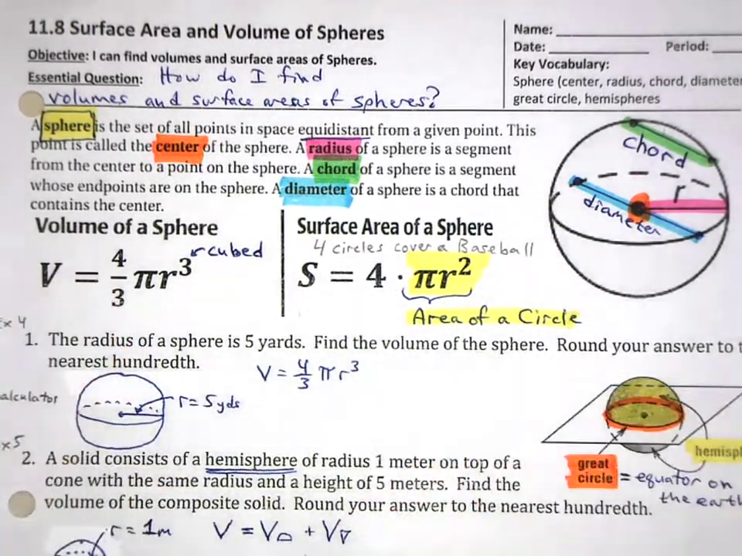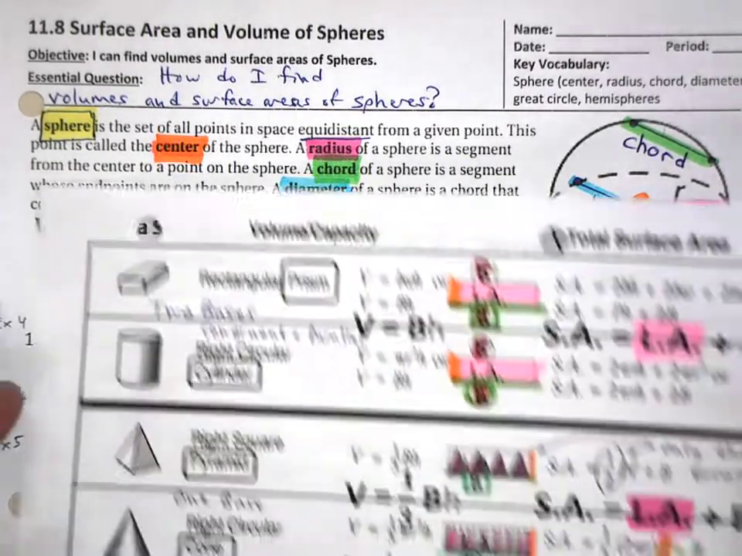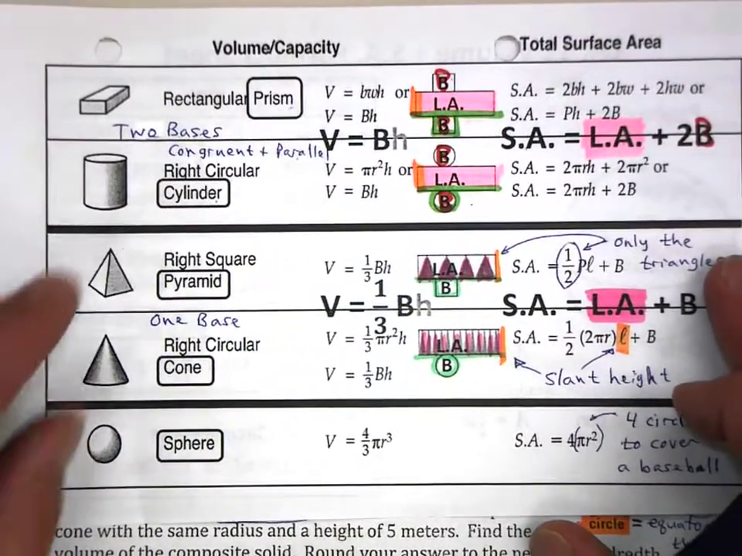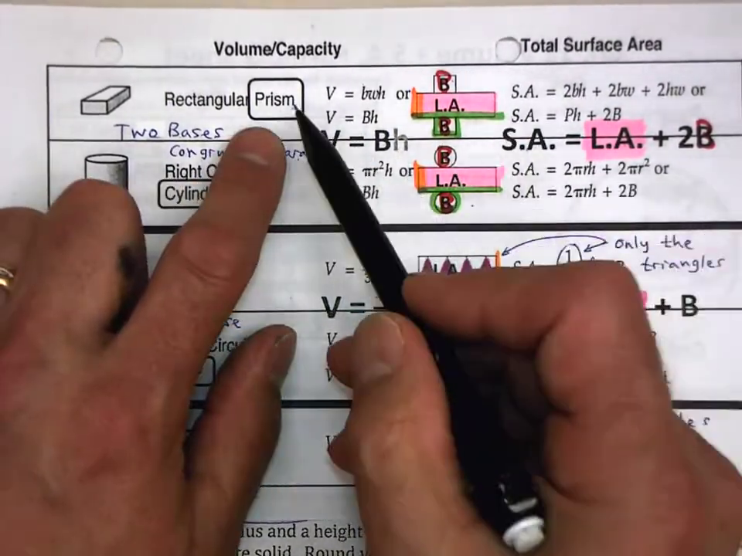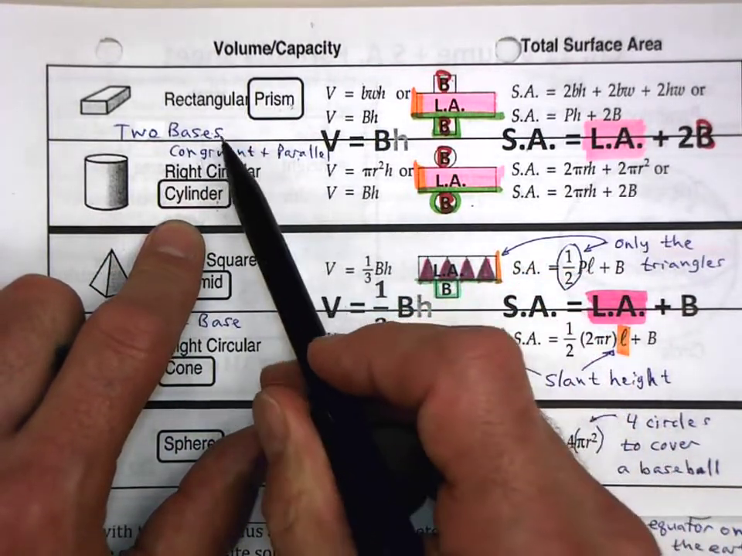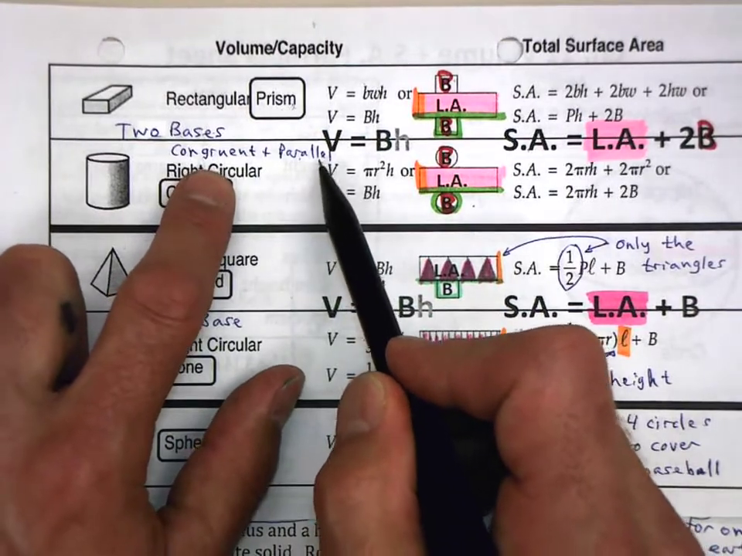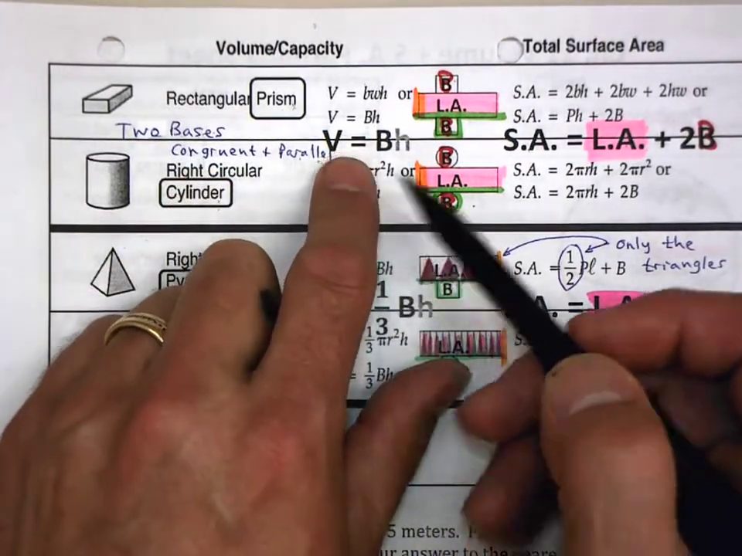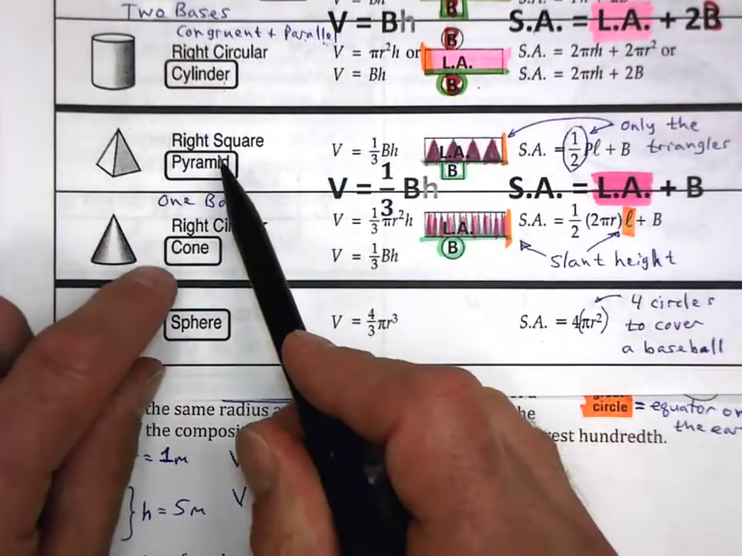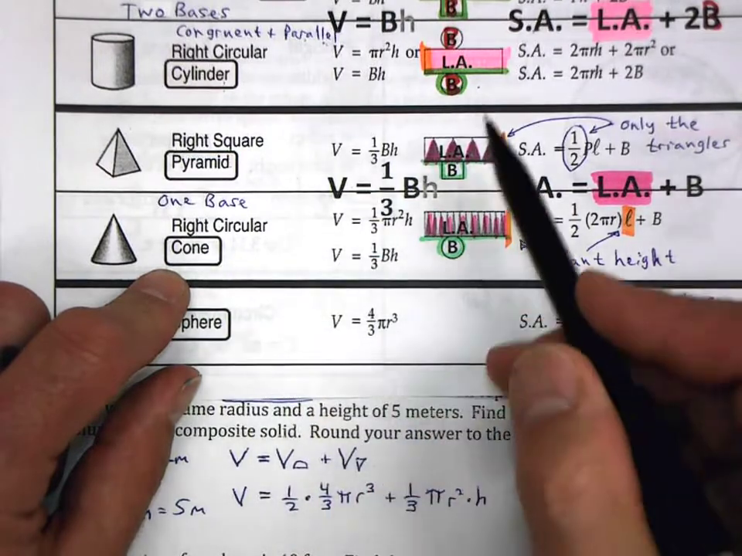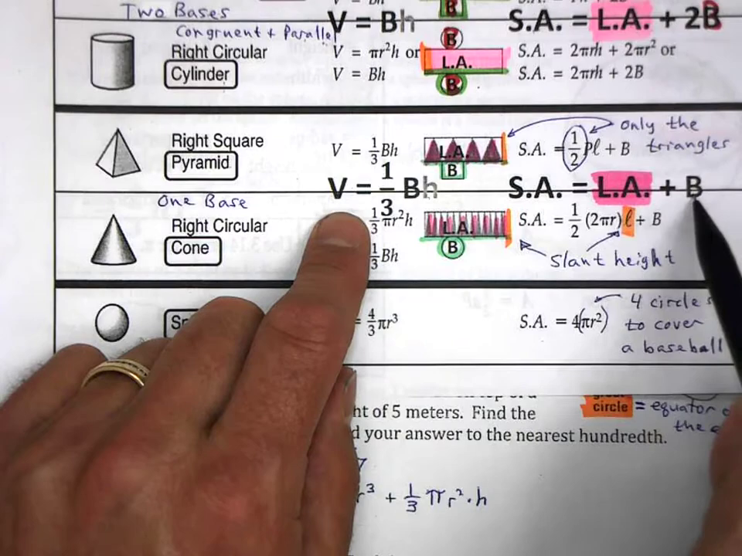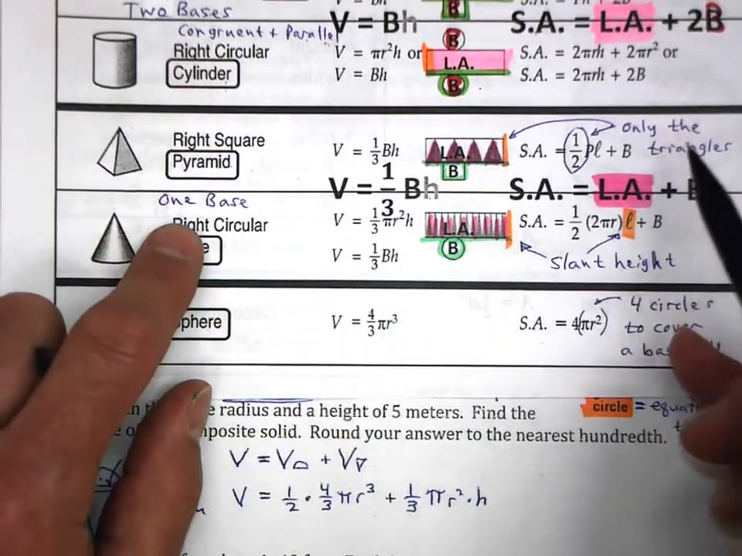Now, what are our formulas? Let's back up a little bit and remind ourselves of what we've been through so far. We've already looked at prisms and cylinders. Remember, those had two bases, and those two bases had to be congruent and parallel. And we did the volume and surface area for those. And then we did the pyramid and cone. And here's the volume equation for that, and the surface area equation. Remember, those have only one base.